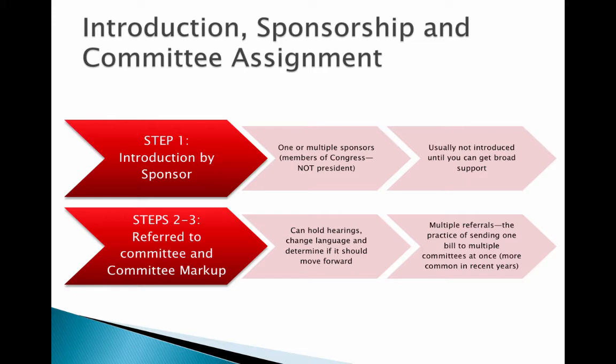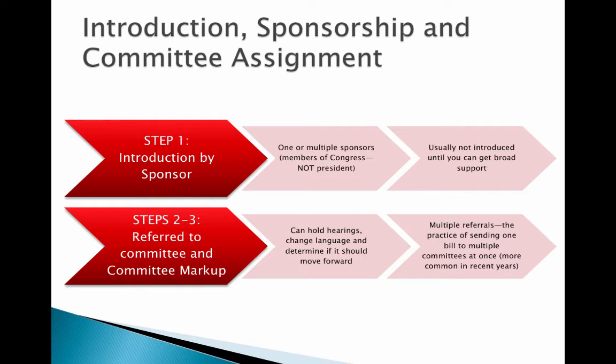And really, what you want is broad support. You want multiple co-sponsors, preferably bipartisan co-sponsors, but at least a wide variety of co-sponsorship, so you can show that your bill has a lot of support. Many bills never leave the ground, so someone may announce, I'm going to introduce a bill that does X, Y, and Z. Well, they might do that, but they might not, because it just might not have support.